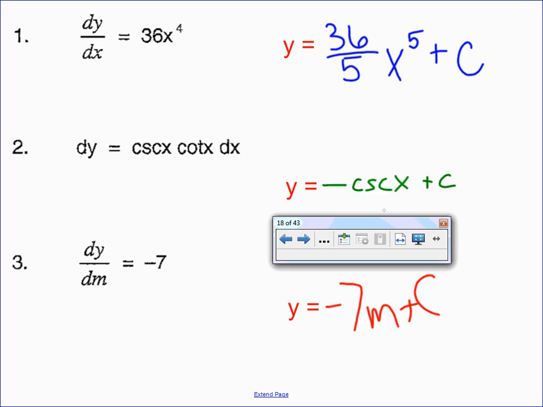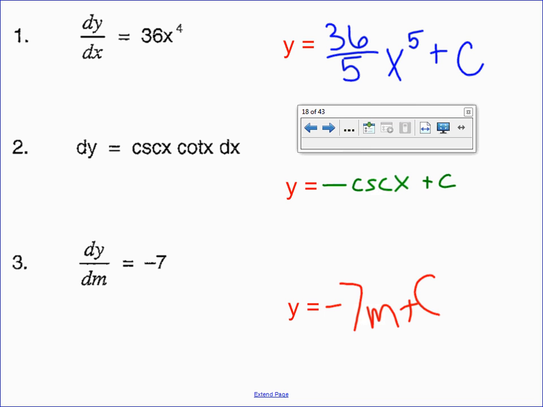Good job. dy/dm equals -7. Then my independent variable in my original y function must have been m. Nice job with that. -7m plus c. Raise your hand if you had that. -7m plus c. Good job.